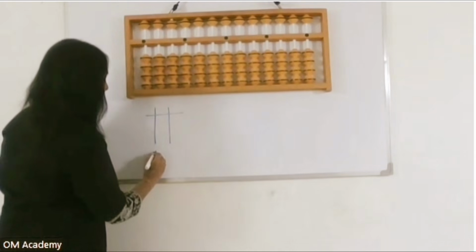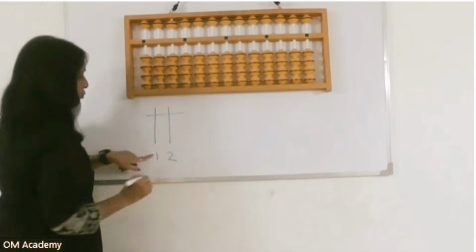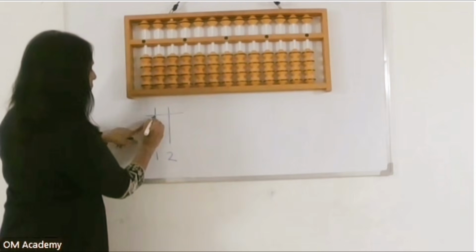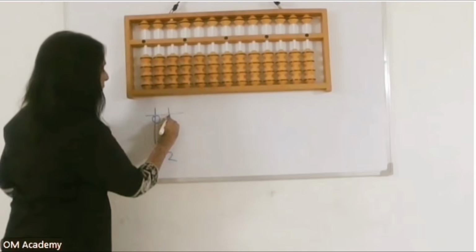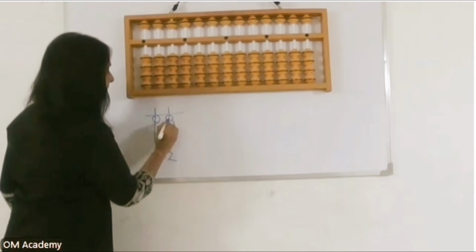Number, for example, we will write 12. So on the tens place we have to draw one bead, and on the ones place we have to draw two beads.